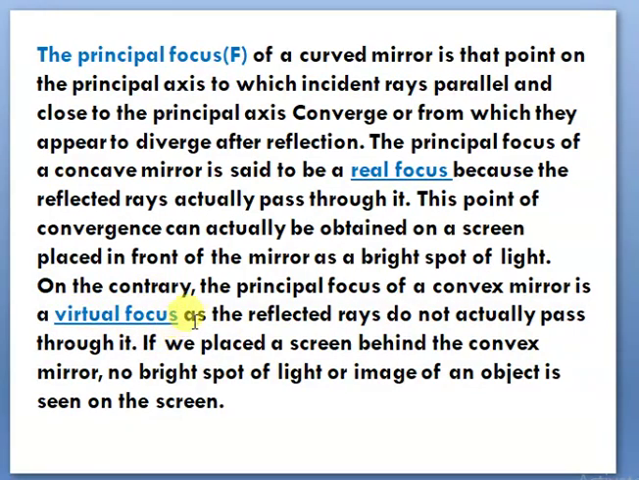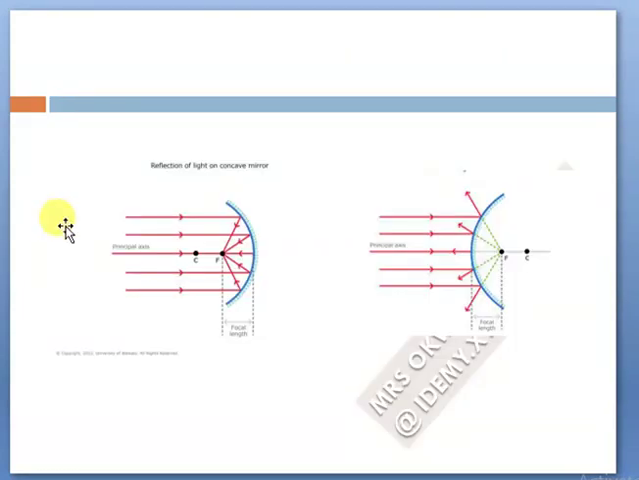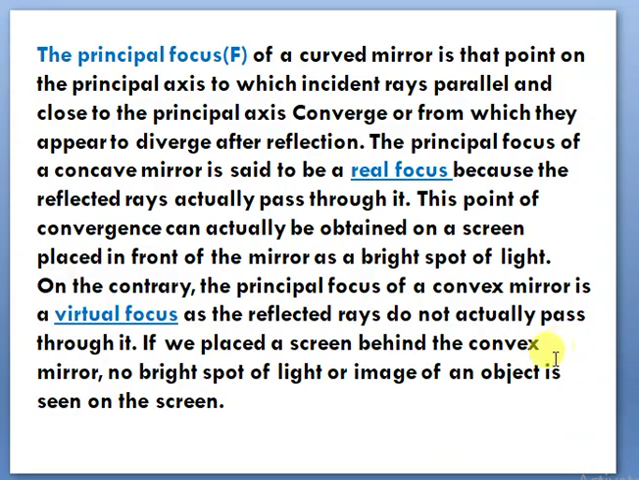A virtual focus. Why? Because the reflected rays do not actually pass through it. As we saw in this diagram, the reflected rays diverge. But when you trace them back, that is, their virtual extensions, you can see they meet at a point. Because the reflected rays do not actually pass through it, if we place it on a screen behind the convex mirror, no bright spot of light or image of an object is seen on the screen.